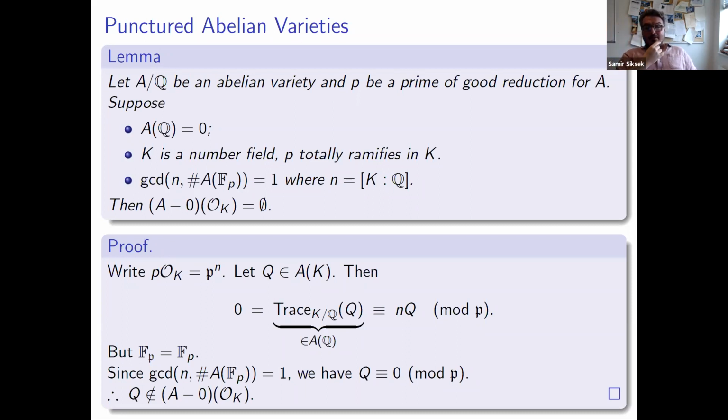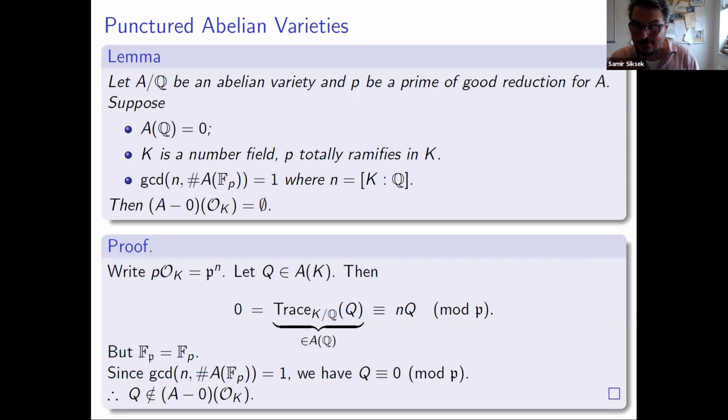Okay, so let's look at the proof. You're in the totally ramified case, so p is equal to a power of a Gothic p, where n is the degree. Let's take a k-rational point Q on A, and we're going to take its trace. The trace belongs to the set of Q-rational points, and so it has to equal 0, but also, because I'm in the totally ramified case, the trace is congruent to nQ modulo p.